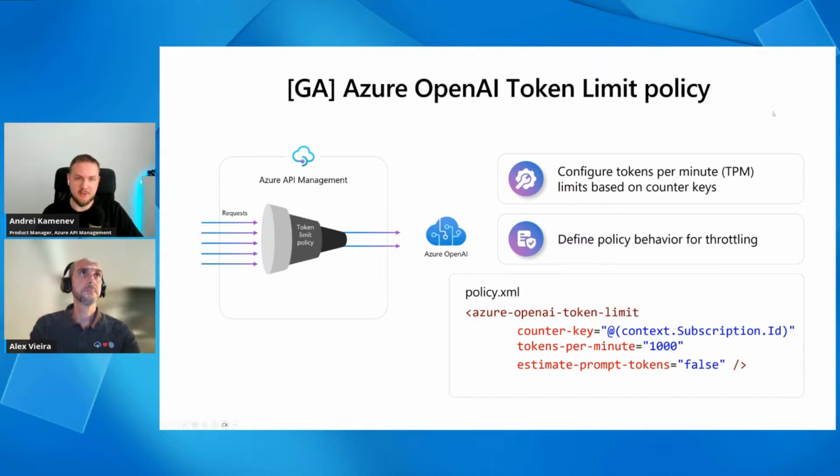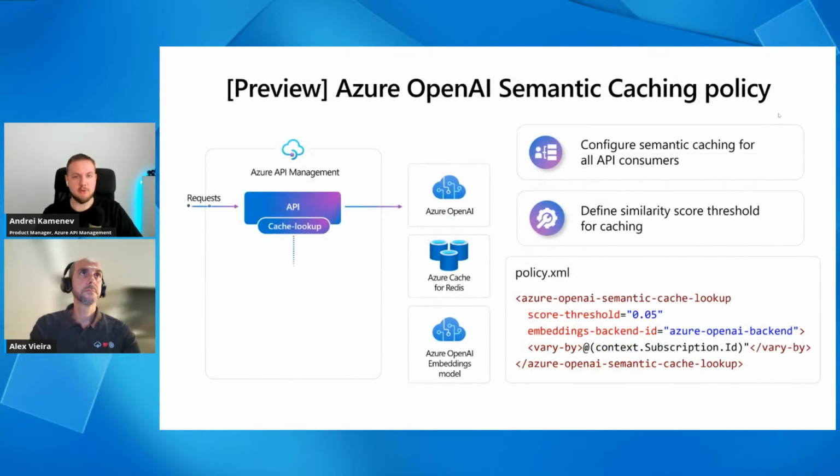And the last policy that we introduced during Build, which is currently in preview, is the Azure OpenAI semantic caching policy. This policy allows you to improve the performance of your applications and lower the token consumption by caching semantically similar prompts. Azure API Management leverages Redis cache and an Azure OpenAI embeddings model to generate vectors that represent the prompt. If there is a completion stored for a semantically similar prompt, Azure API Management will return it from cache without hitting the Azure OpenAI backend.